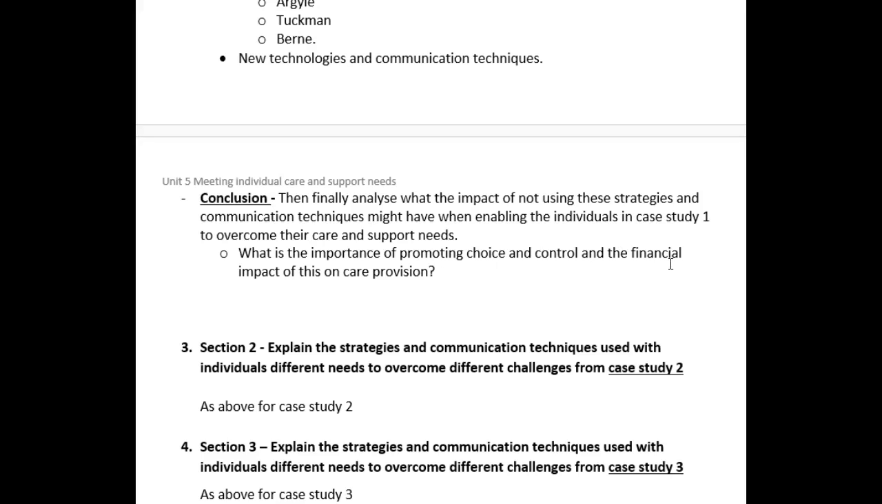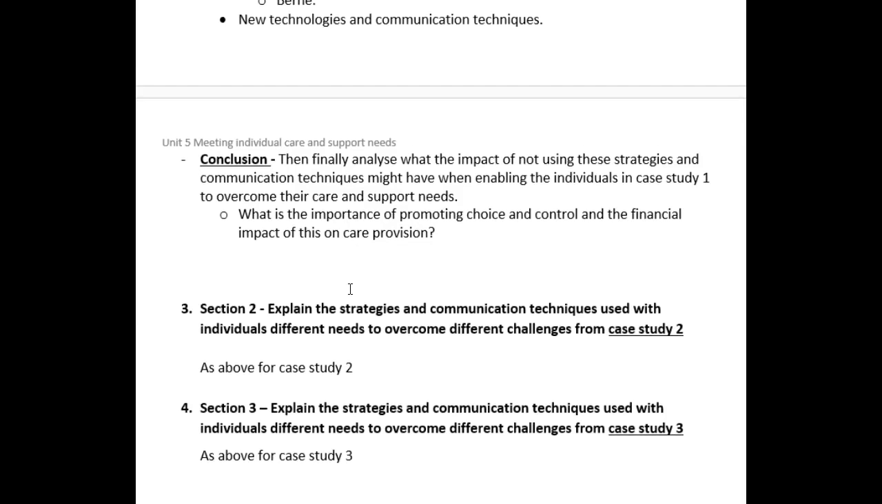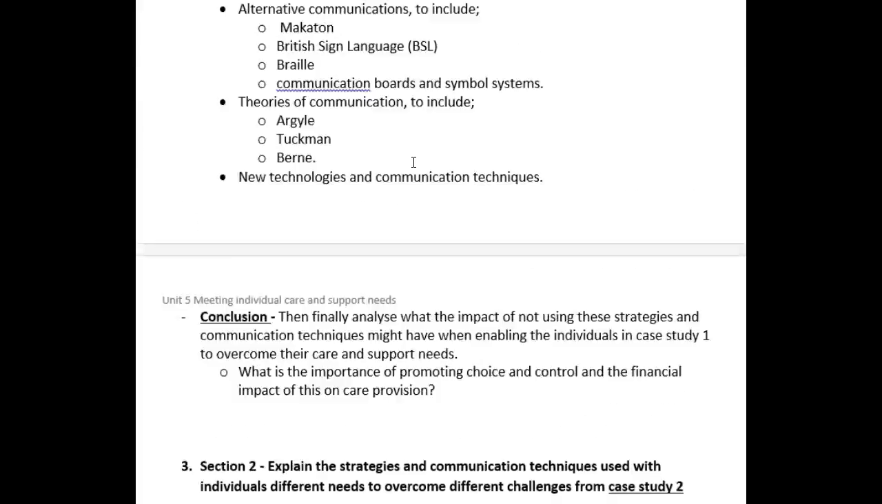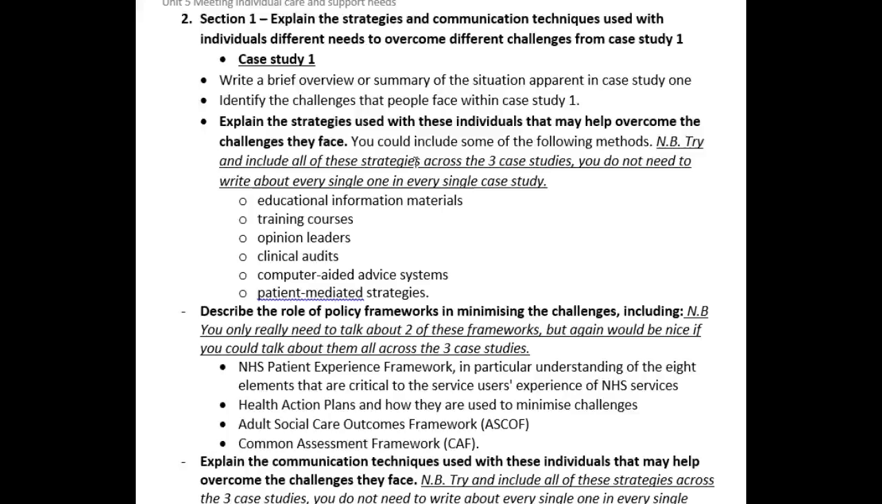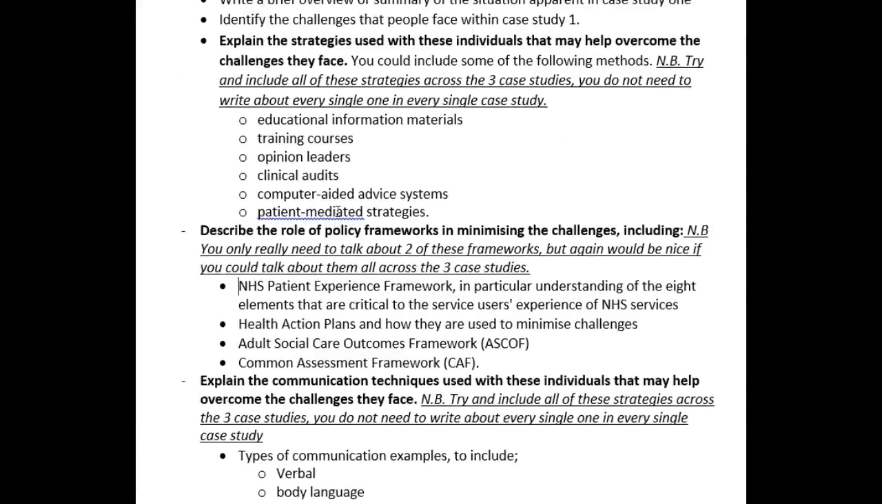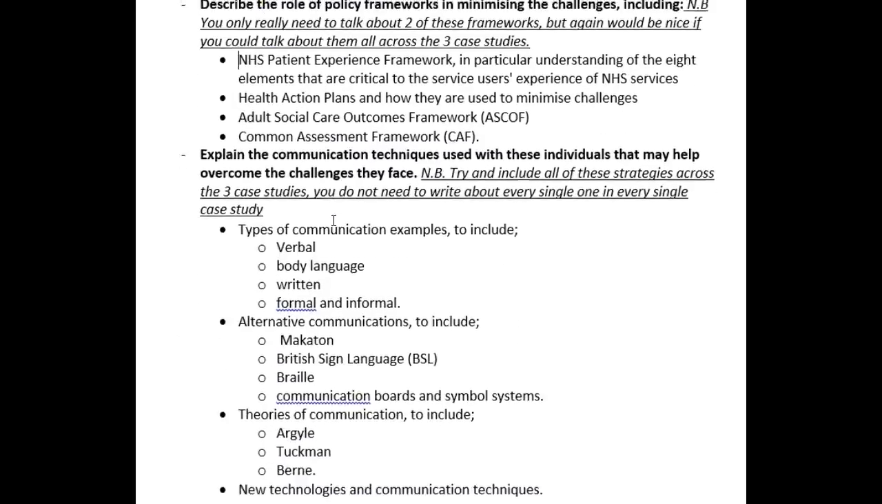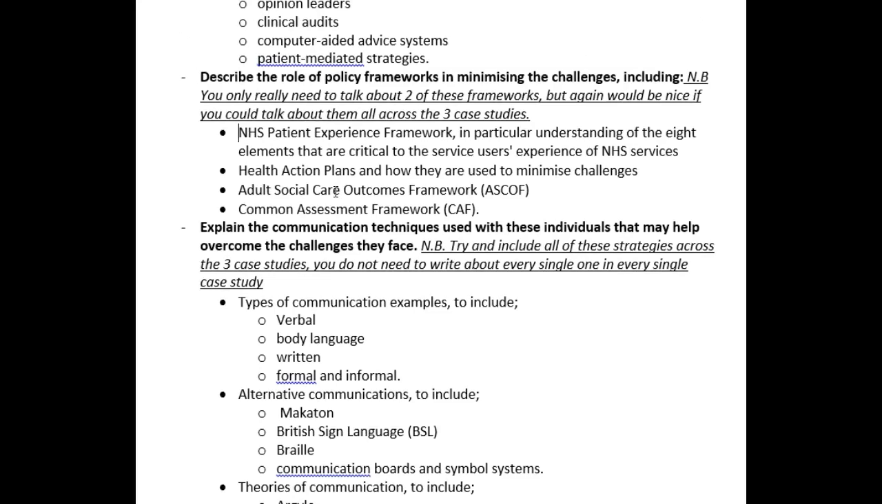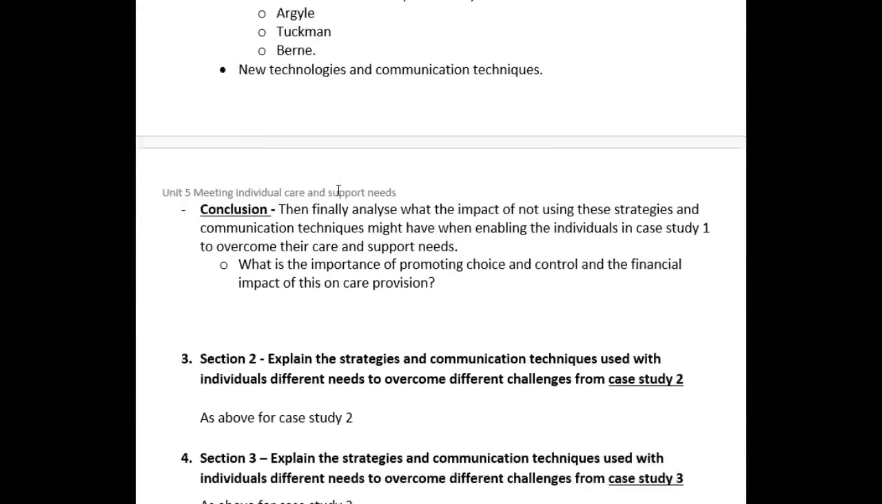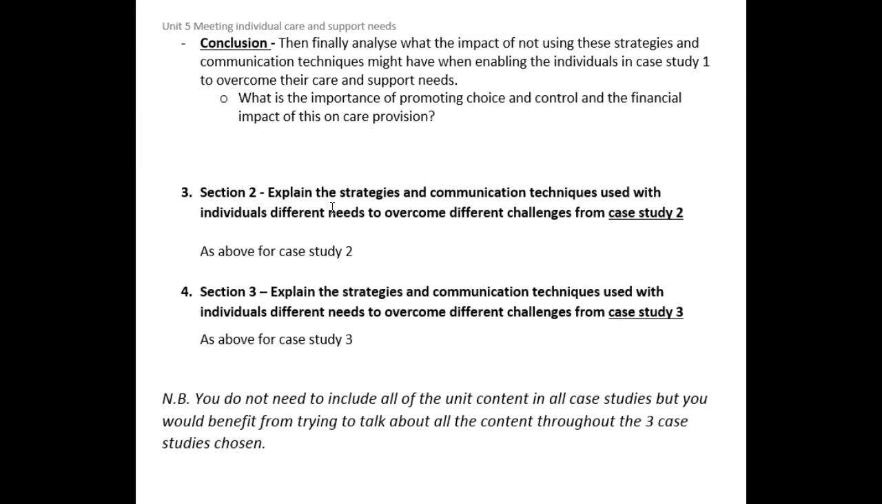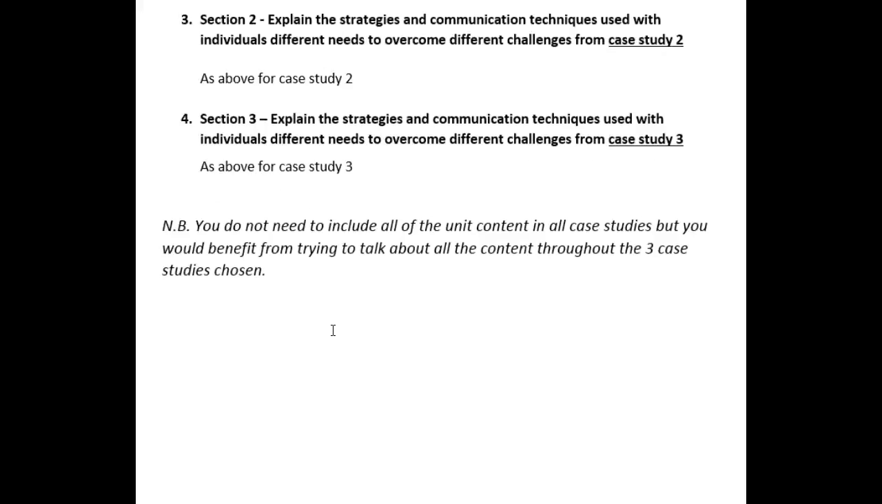And then you could also have a discussion about the financial impact that promoting choice might have on the care provision. And then you would do what we've just said for case study 1 two more times, so for case study 2 and case study 3. And remember that obviously you don't have to write about every single thing for individual case studies, but it would be good if you've talked about everything across case study 1, case study 2 and case study 3.